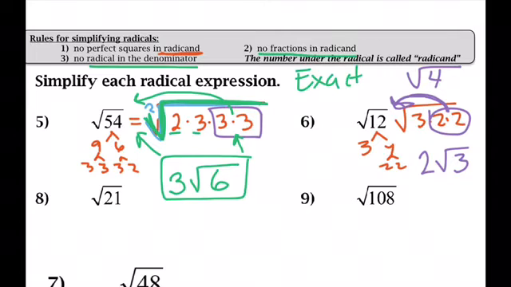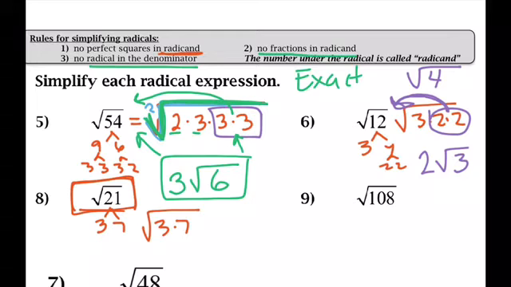Number 8, it's the square root of 21, and so 21 is 3 times 7. And you put that under a radical, 3 times 7, there's no pairs of anything. So there's nothing you can do to simplify that. So number 8 is actually already simplified. So you can just write equals square root 21.